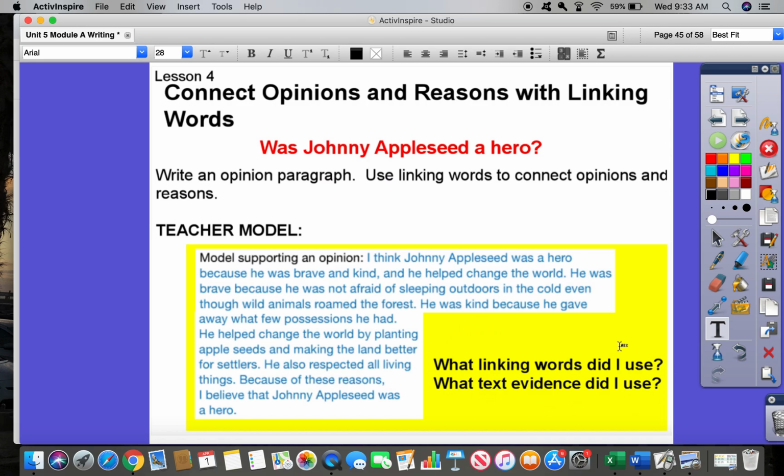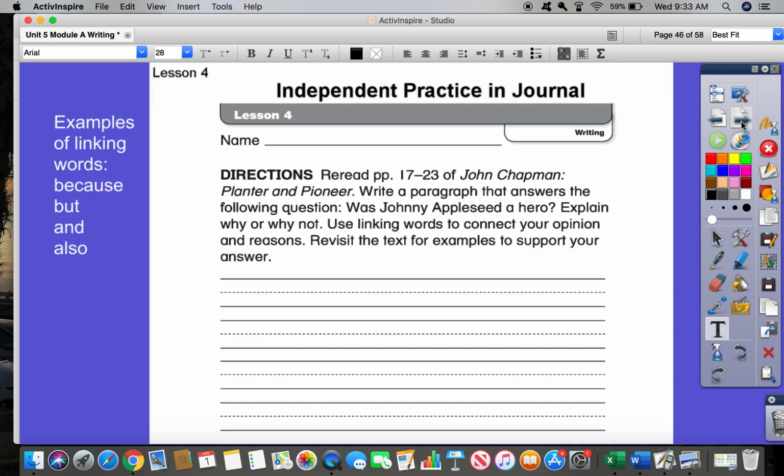So here I'm going to just ask two questions. See if you can pick out what linking words did I use and what text evidence did I use. Now, in your writing journal online, under Lesson 4, you're going to go back and reread pages 17 to 23 of John Chapman, Planter and Pioneer. And actually, after this flip chart page, I'm going to go back and I will read these pages to you to help you. So after we reread pages 17 to 23, then you have to write a paragraph that answers the following question. Was Johnny Appleseed a hero? Explain why or why not. Use linking words to connect your opinion and reasons. Revisit the text for examples to support your answer.